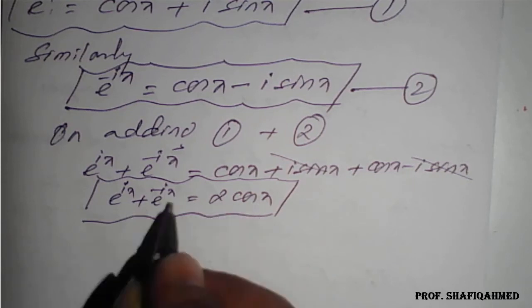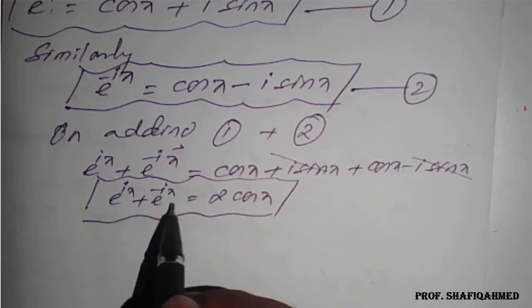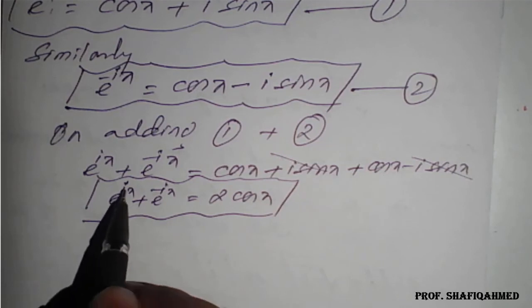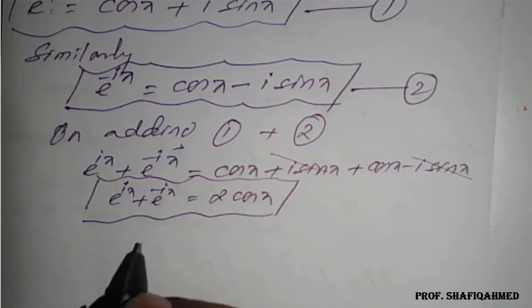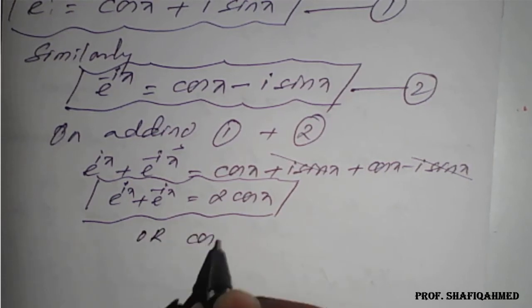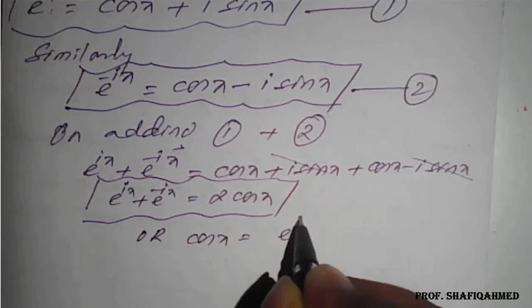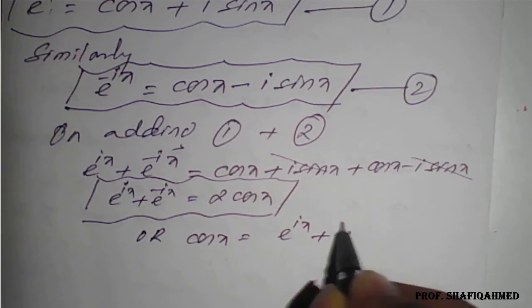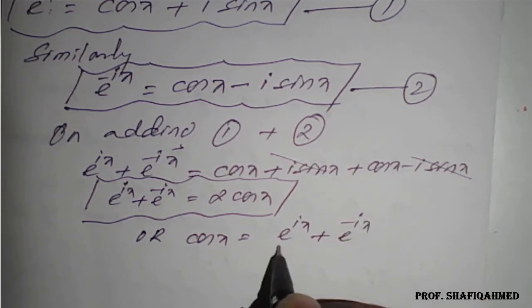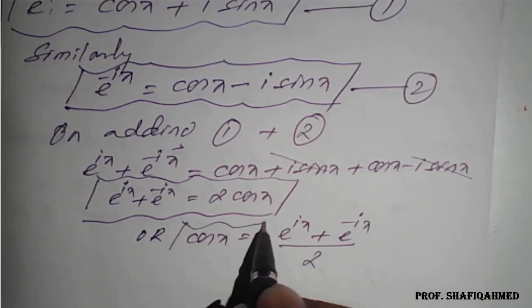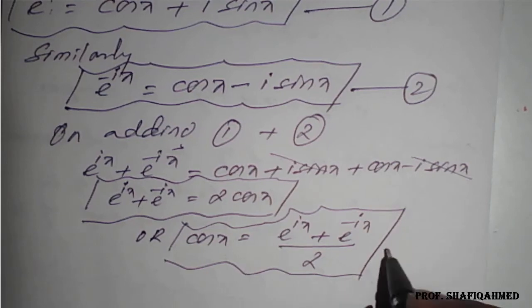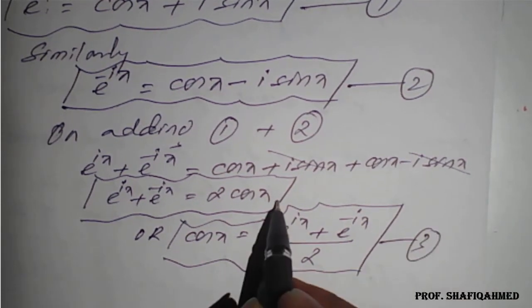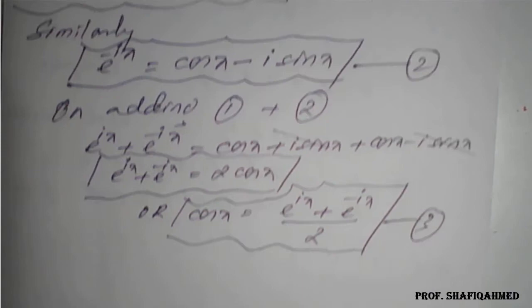2 times cos x. If you get a situation to convert in terms of trigonometry, e raised to ix plus e raised to minus ix can be written as 2 cos x, or cos x is equal to e raised to ix plus e raised to minus ix divided by 2. You can make one more formula here. So please do remember this, and I will make this as formula number 3. Either you can make this formula or this formula, both are very important.